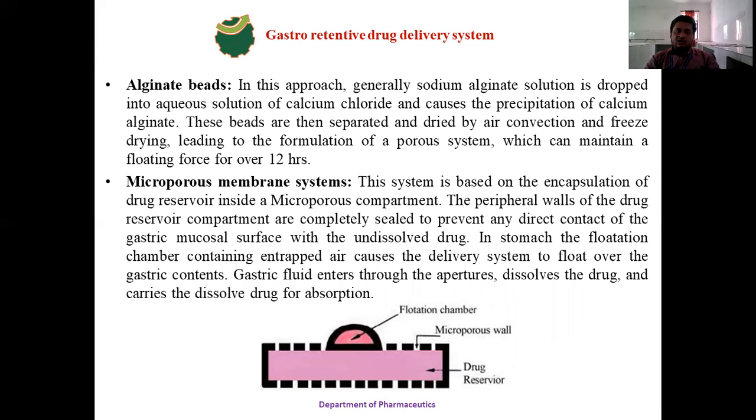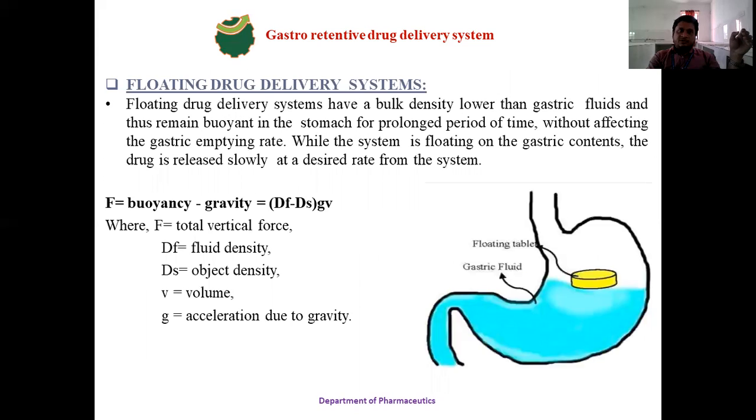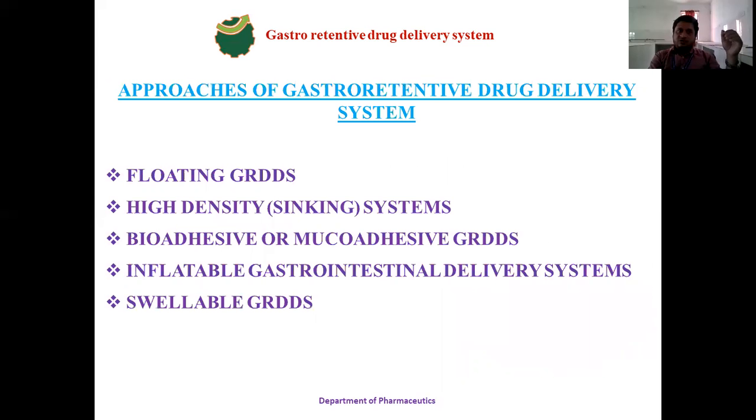So these are the two types of completely floating system. One is an effervescent system, and the second one is a non-effervescent system. So that's it. In the next session we will discuss the remaining approaches of GRDDS.